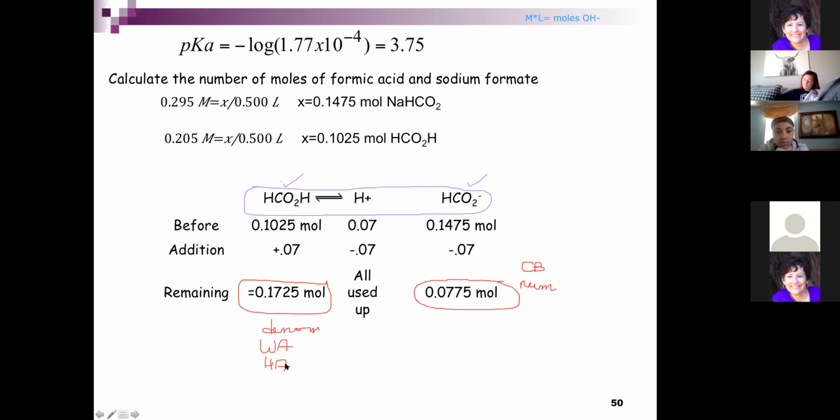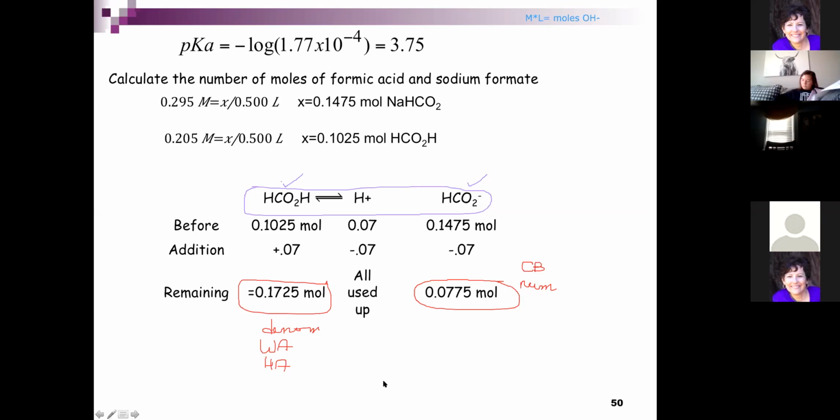So left-hand side, right-hand side doesn't matter, as long as I know that my conjugate base is in the numerator and the weak acid is in the denominator. I can rewrite it, switching the left and the right, but you get the exact same answer. I look for my conjugate base, that'll be my numerator, and my weak acid, that will be my denominator. The most important thing is that your strong acid is reacting with that conjugate base, and you see that the moles of conjugate base are going down and the moles of your weak acid are going up.